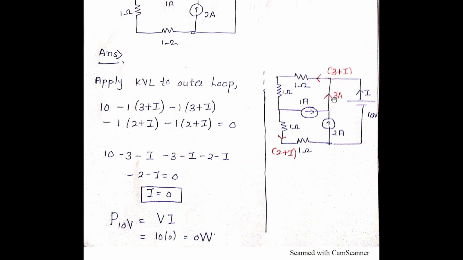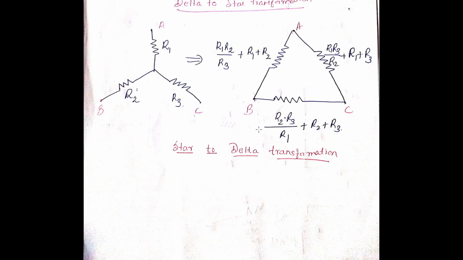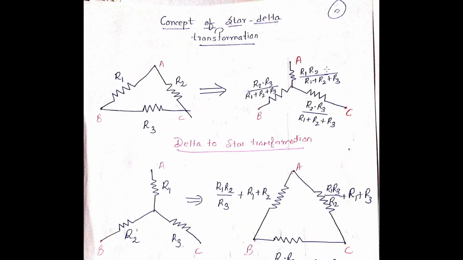The next concept that you have is the star-delta transformation, in which a delta gets converted to a star, and a star gets converted to a delta. I just tell you to remember these formulas if you want to solve questions on such topics. So when I have to convert this delta into a star, the star will be this.